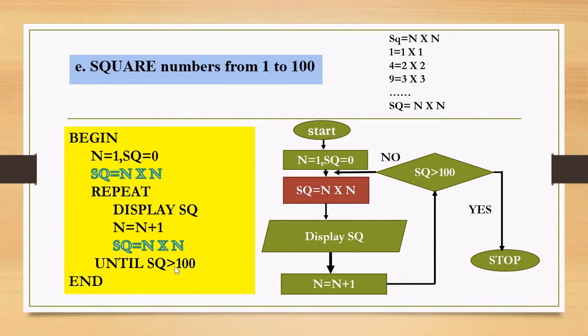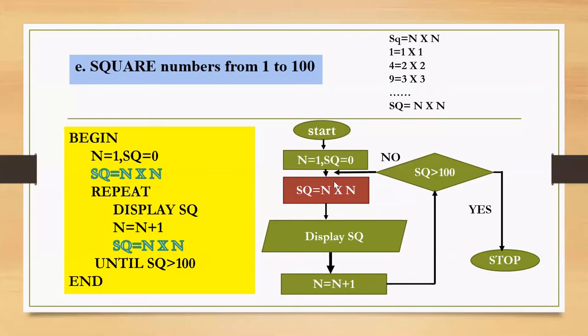It is false, no? Anyway, 10 into 10 is also 100. 100 greater than 100, no. Then it is false. Then display 100 also. Then after 10 becomes 11. 11 into 11, 121. 121 greater than 100, yes. Then stop, right? So you can see the same answer, right? So this same way I use here.